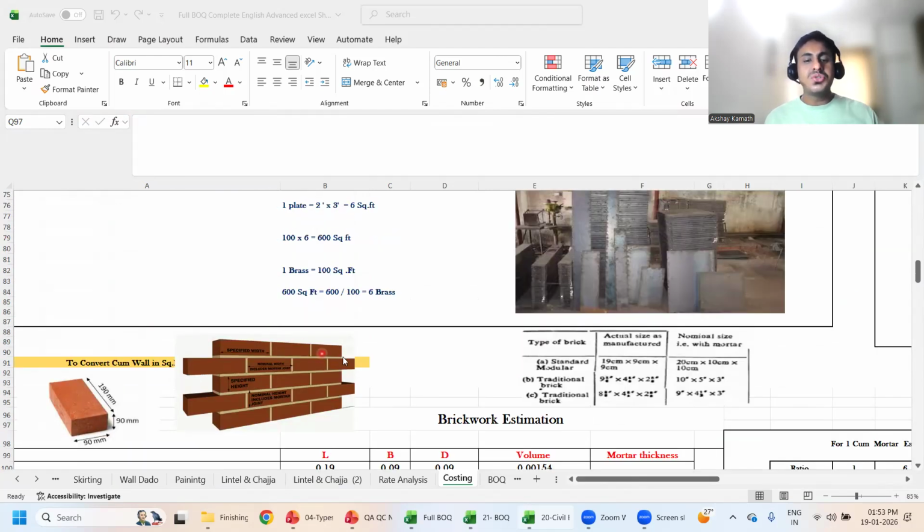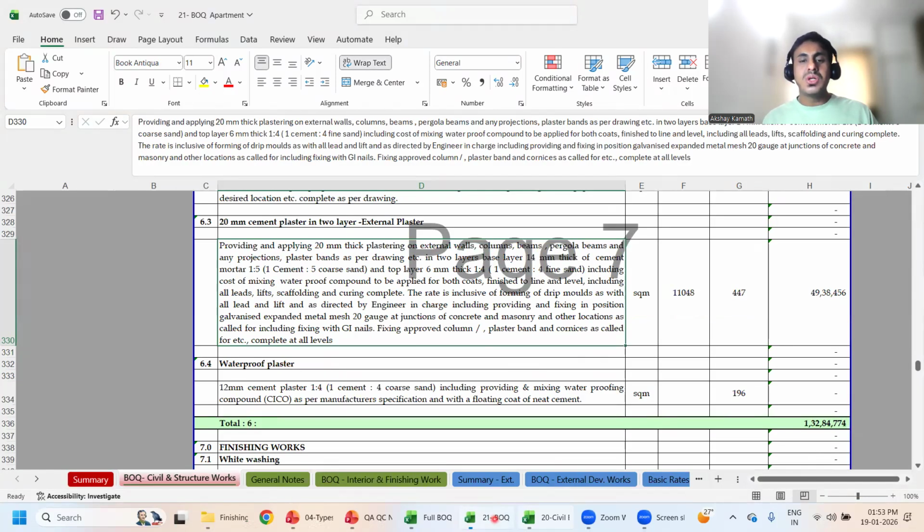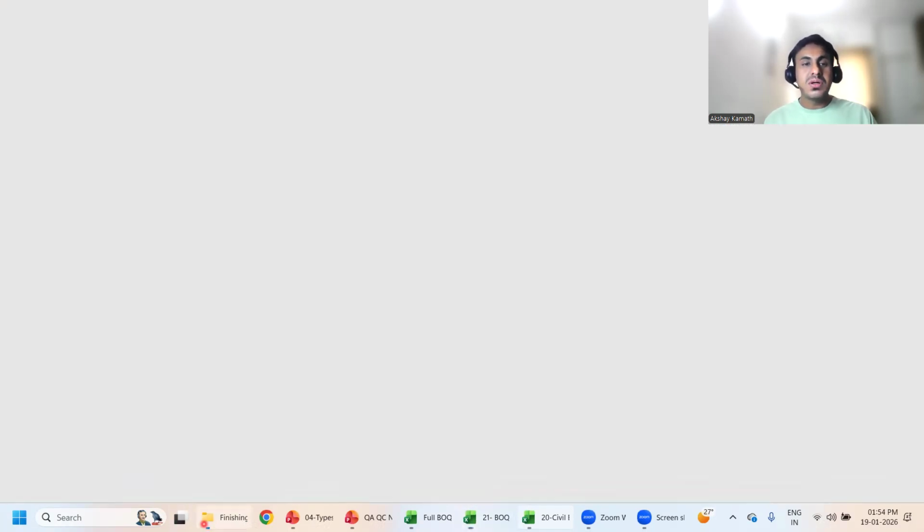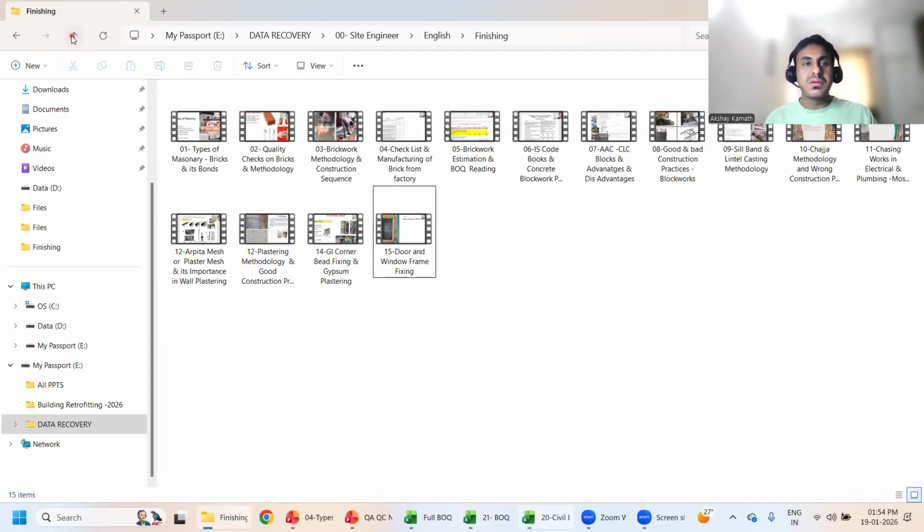Okay. So understood how to do the calculation, plastering and all. It's simple. That's it. So this was all about this particular lecture, which I wanted to explain about the plastering. You understood the BOQ. You understood how to do this thing. Last one thing is left out. Yeah. That is the productivity part. I'll just go to the productivity.